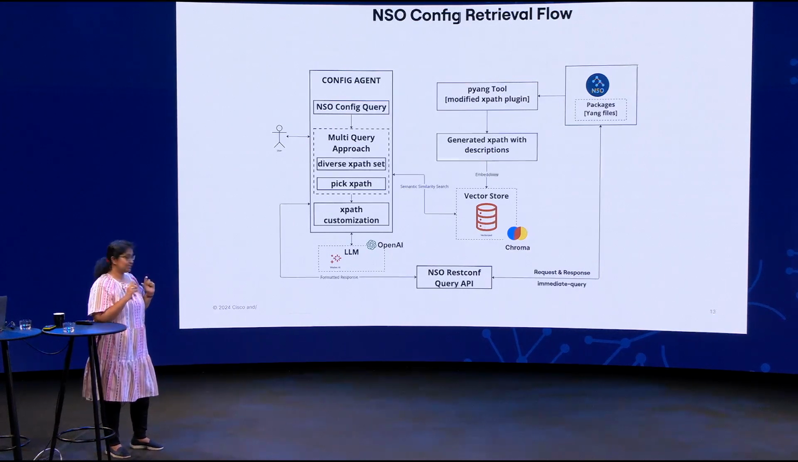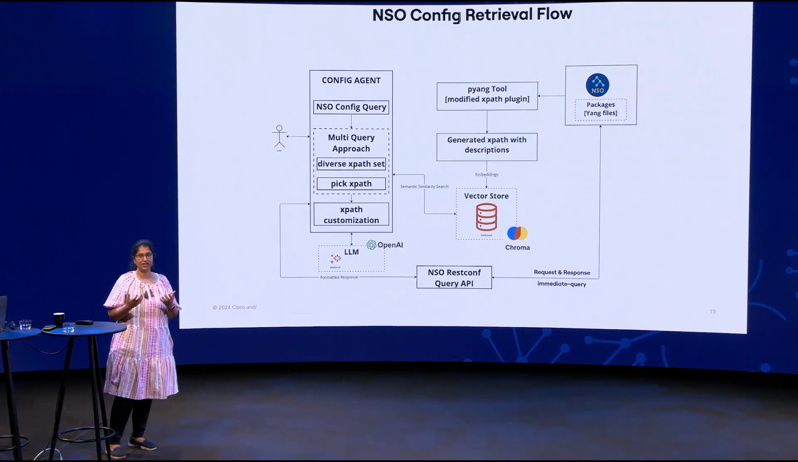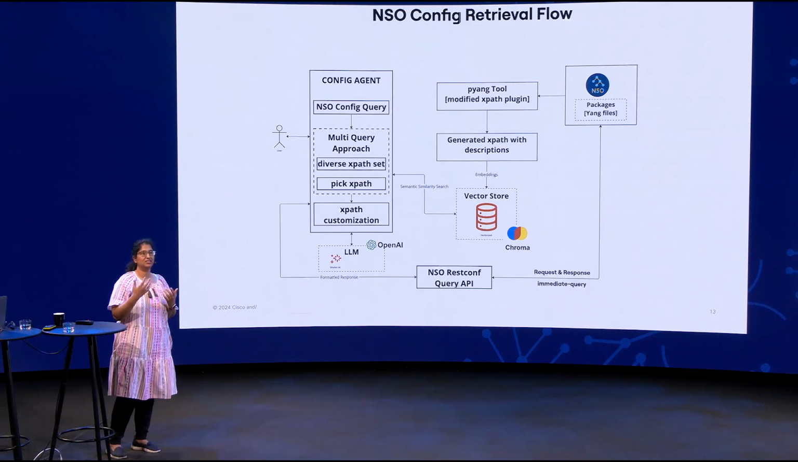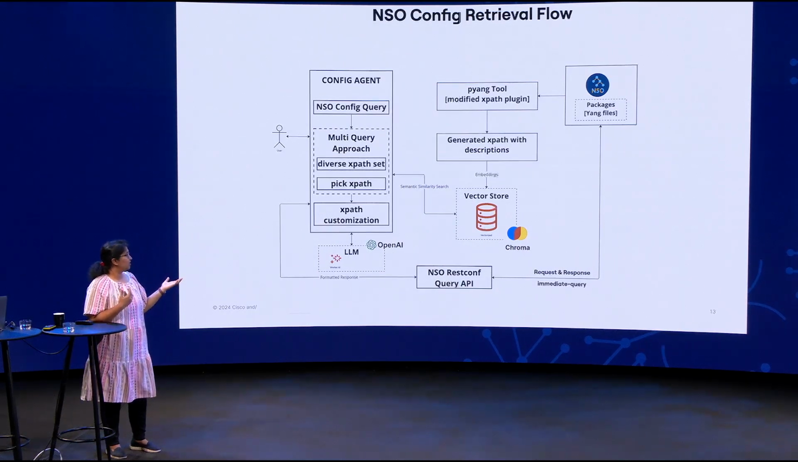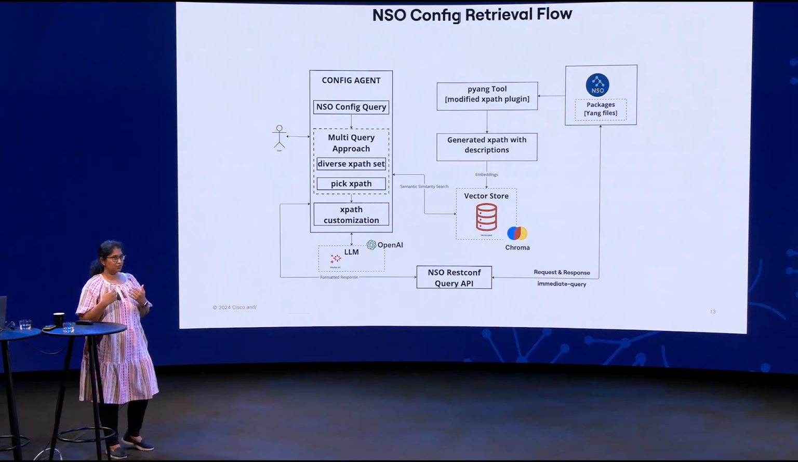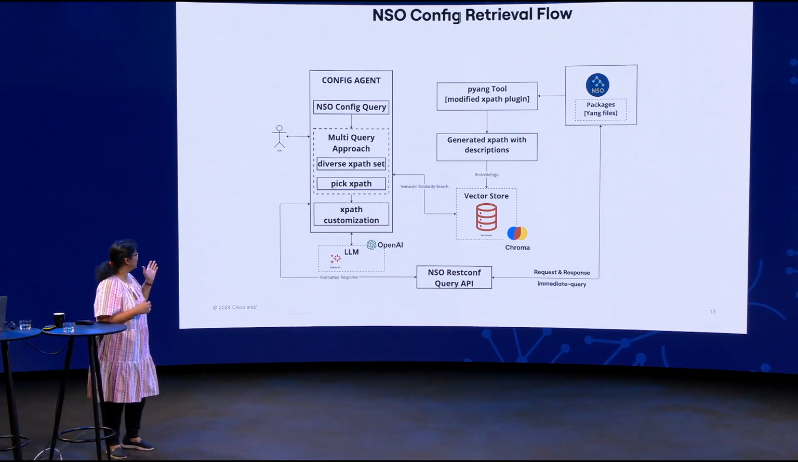Once we get the customized XPath, we send it back to the NSO connector, which then uses NSO's RESTconf query API. NSO's RESTconf query API is pretty good, which takes in an XPath expression as input, and we have multiple requests we can do with this query API. We can use start query, which can chunk the data which we receive. Here we use immediate query request, which gives us the response in a single shot. Once we get the response from NSO, the config data, we send it back to the hub.